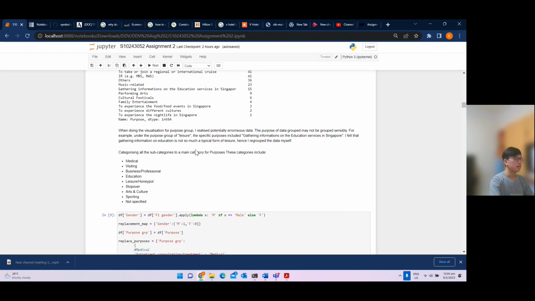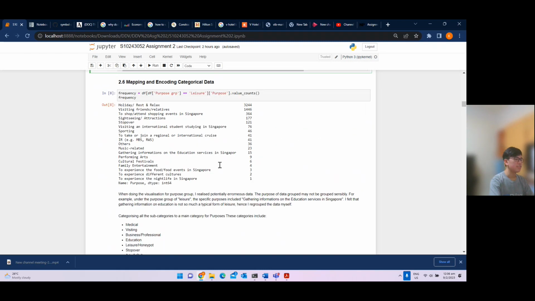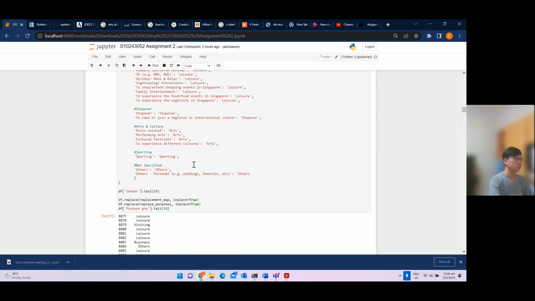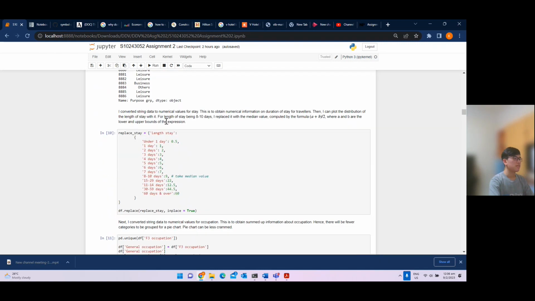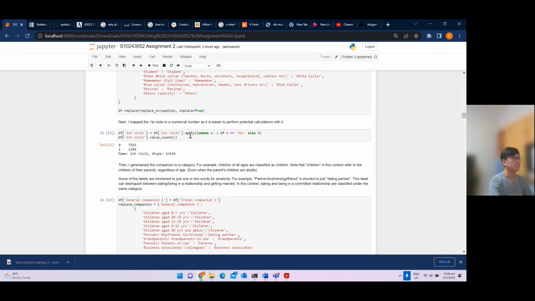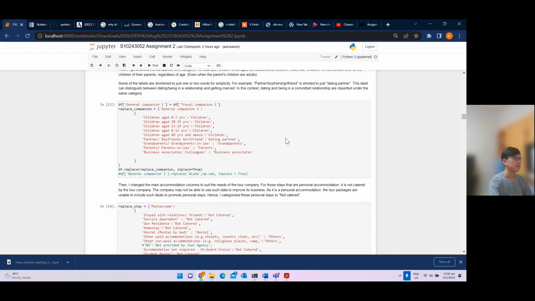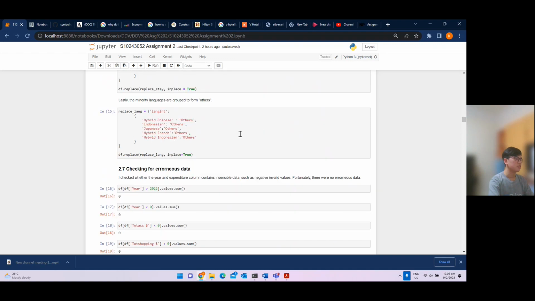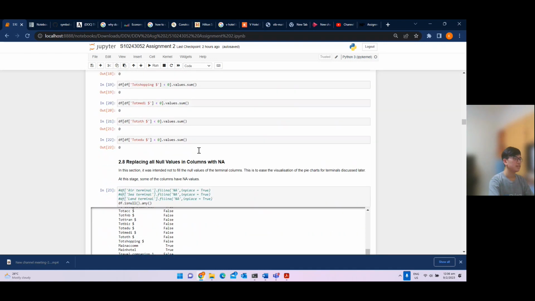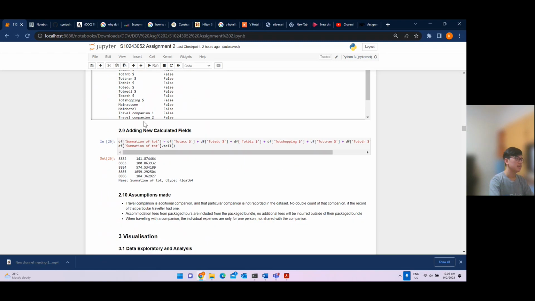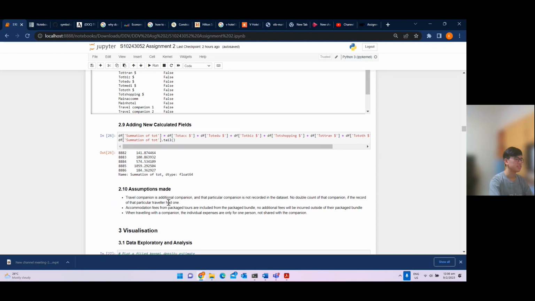After realizing some erroneous data, I regrouped the purpose group according to my own interpretation, followed by the stay, general occupation and the first visit. I mapped them to numerical data, even the general companion as well, replacing the stay and the language. I checked for erroneous data and replaced null values with NA. Lastly, I added new calculated fields and made assumptions.